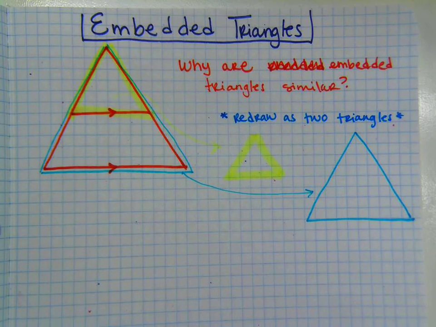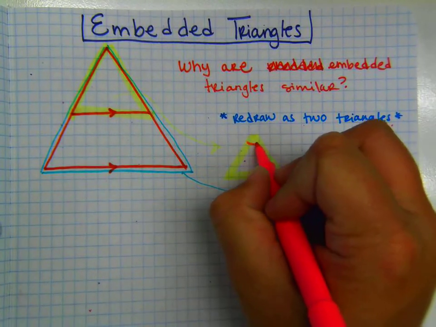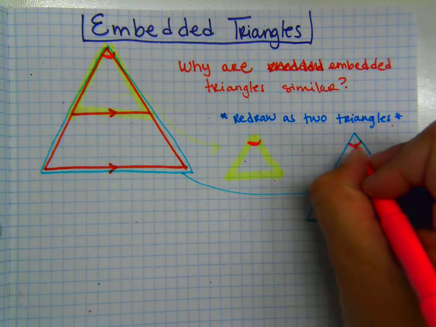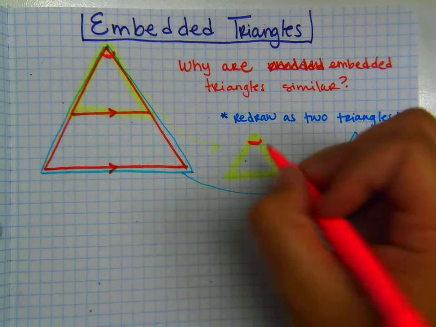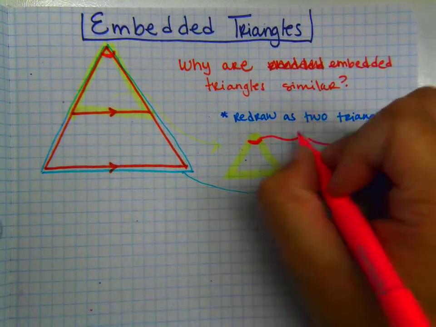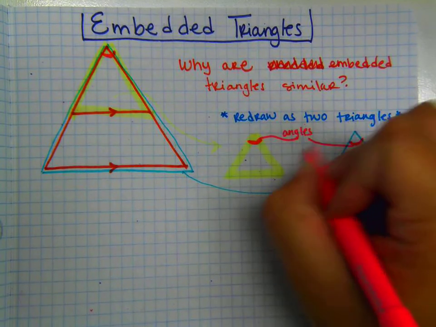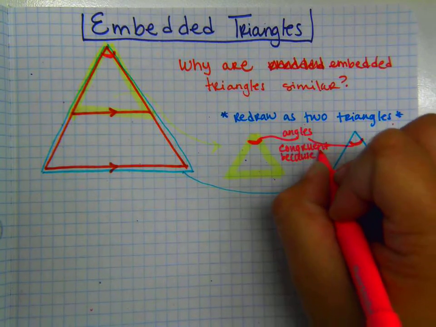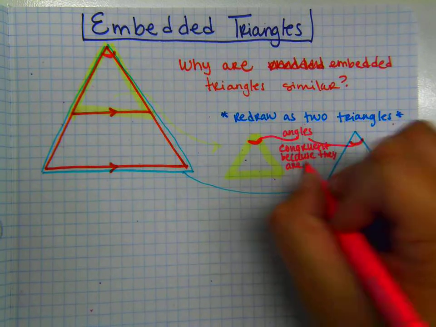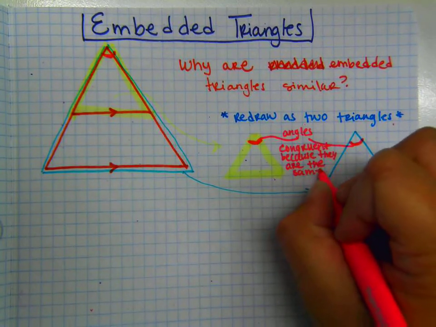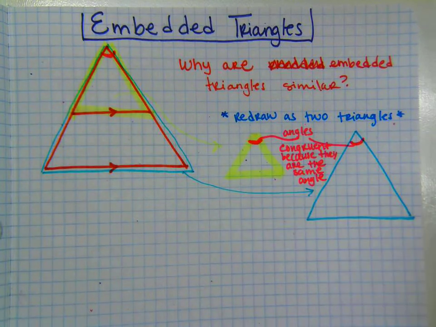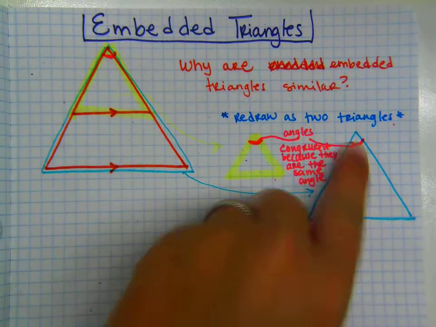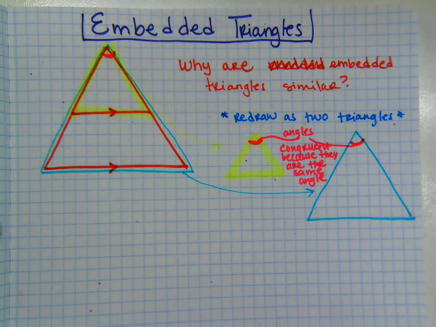So first off, this angle in this yellow triangle is right here. Well, it's also right here. So those angles are congruent because they are the same. So I wrote, the angles are congruent because they are the same angle, right? I just took that angle and it's right there and it's also right there. Okay, those are congruent because they're the same angle.